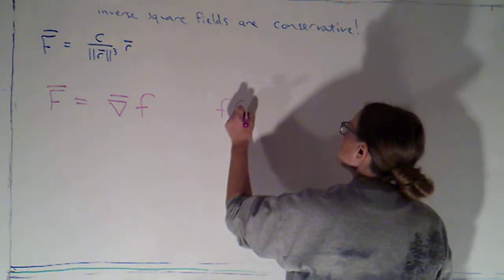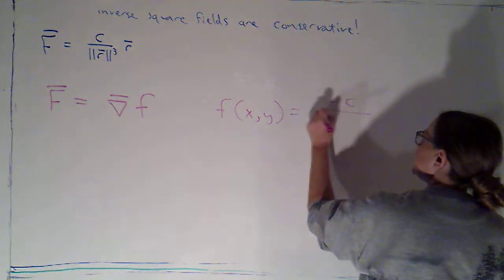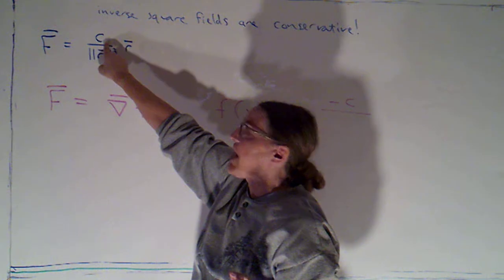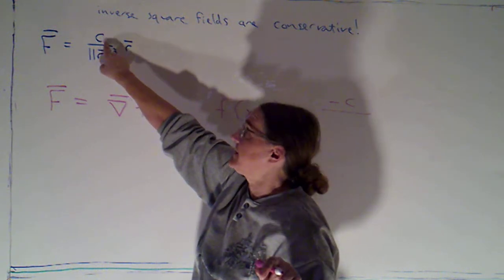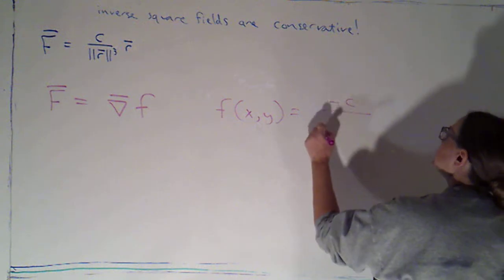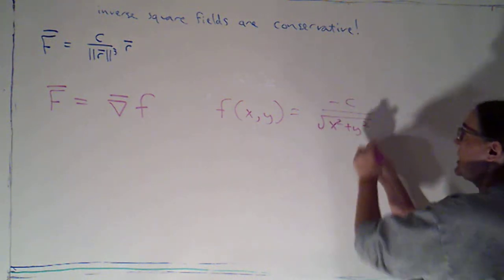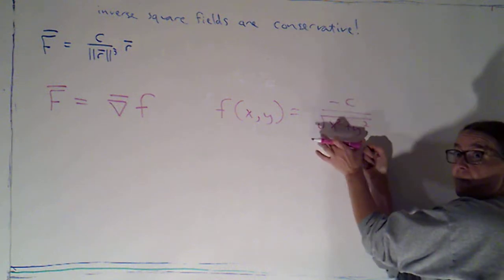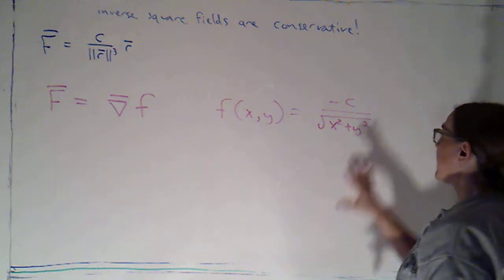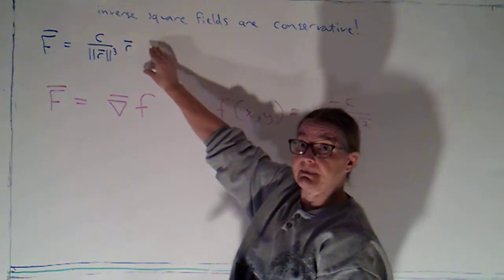Okay. So I'm going to say f of x, y is going to be the opposite of c. So I'm going to take the opposite of whatever that constant is. If it's positive, I'll take negative. If it's negative, it'll become positive. Of this over the square root of x squared plus y squared. Notice this is just the magnitude of r. So I'm going to take the gradient field of this, and I'm going to show that I get this.